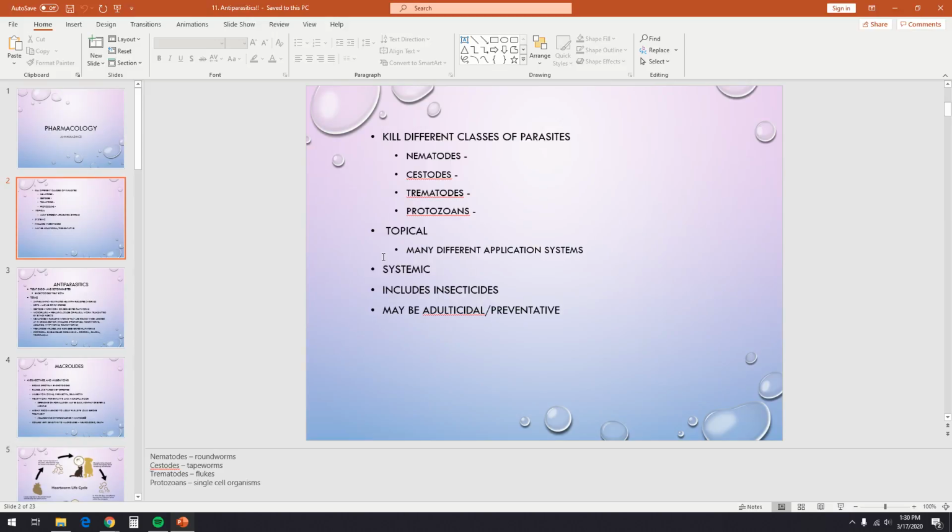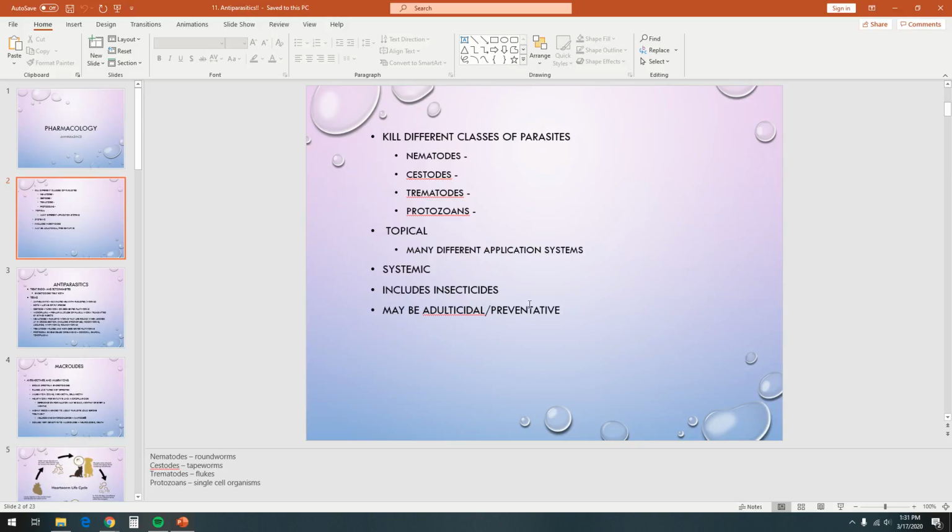The types of medication can come in different application types. Topical is very commonly used. If you use an over-the-counter flea medication and you give a couple drops on the back of the neck, that's topical. Systemic are going to be any type of medication that the animal ingests in order to kill the parasites from the inside out.